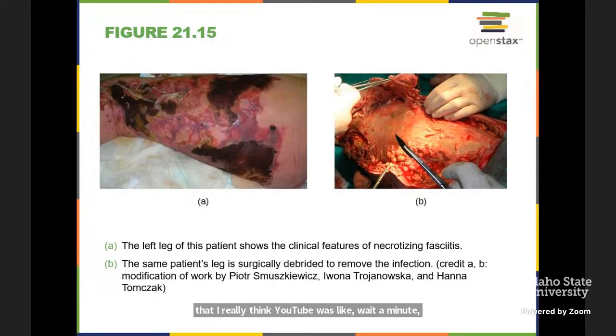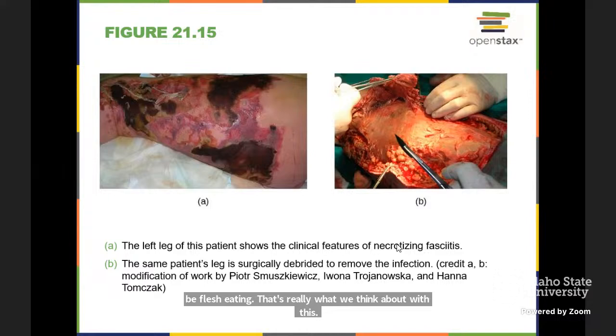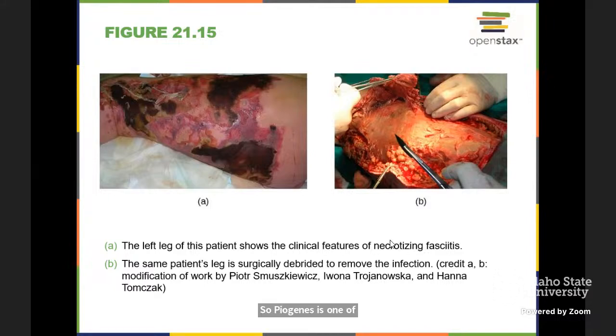This is disturbing. I won't leave it on this for too long. So necrotizing fasciitis, there are a handful of microbes that have potentials to be flesh eating. That's really what we think about with this. So pyogenes is one of them. There are some more we'll hit on as we progress through. So we see all of this infection here.